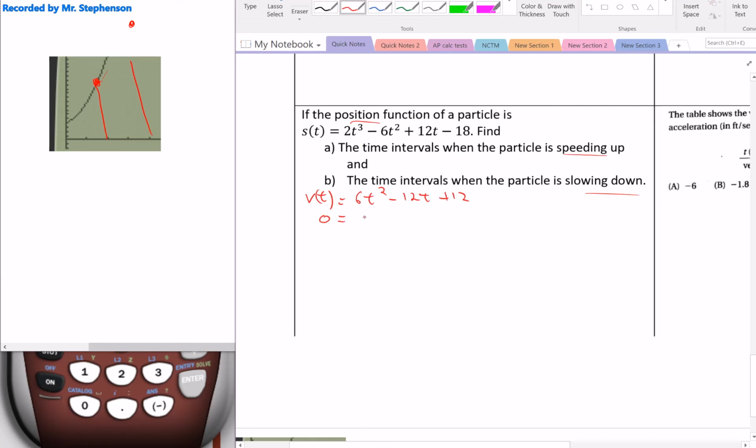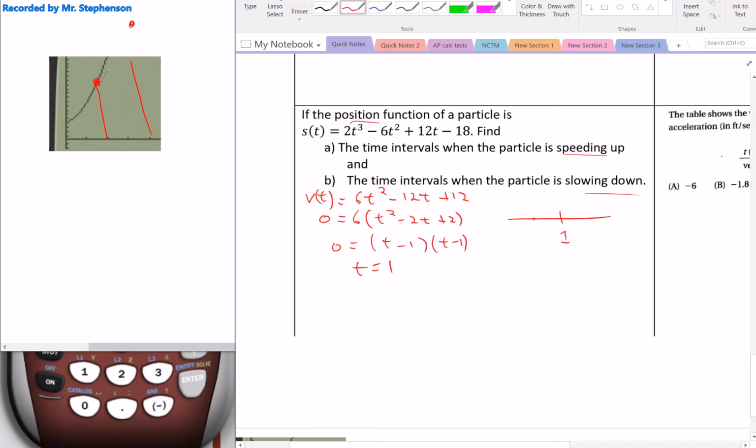We first need to find out where the velocity is 0 and recognize that I can take out a 12 from all of these. And then I could divide everything by 6, so that goes away, and then factor this guy. It's going to be t minus 1, t minus 1. So the only place where the velocity is 0 is at t equals 1. So I'm going to do a little graph over here.